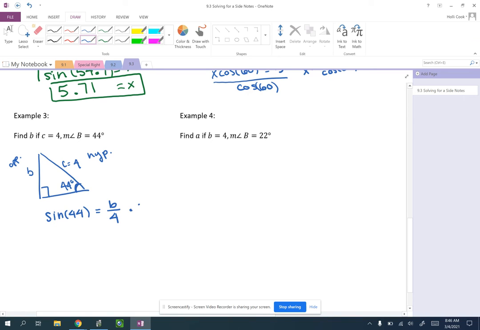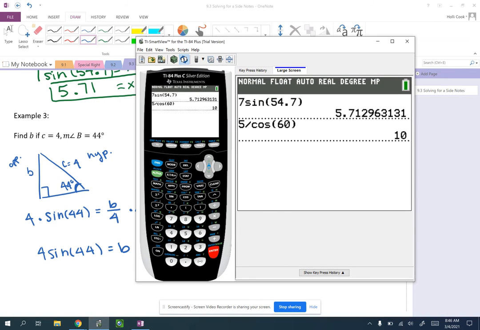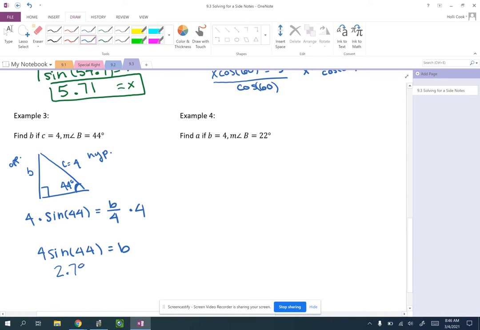Okay, and then again, we just multiply by 4. So we get 4 sine 44 equaling B. Let's pull up our calculator, type that in. 4 sine 44 is equal to 2.78, and that would be our B value. Okay, pause the video, try example 4 on your own, and then when you think you've got an answer, press play.